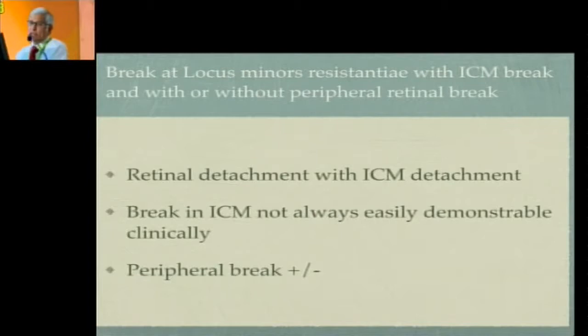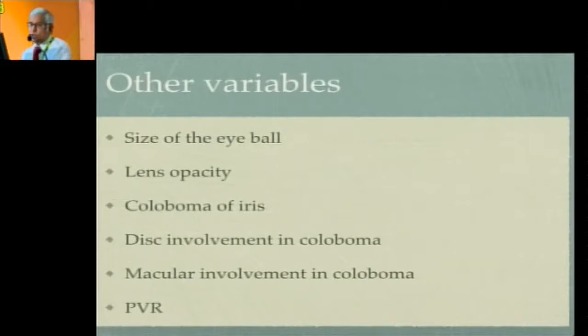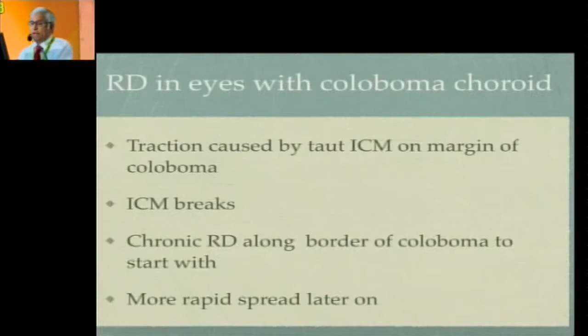But the break in the ICM is not easily demonstrable, and the break at the area of least resistance is never demonstrable clinically except by OCT. The other variables are the size of the eyeball, which could be very small, the lens can be opaque partly or completely, there's coloboma of the iris, and the disc could be involved in coloboma to a variable degree, and the macula also could be involved in the coloboma, and there could be PVR as well.